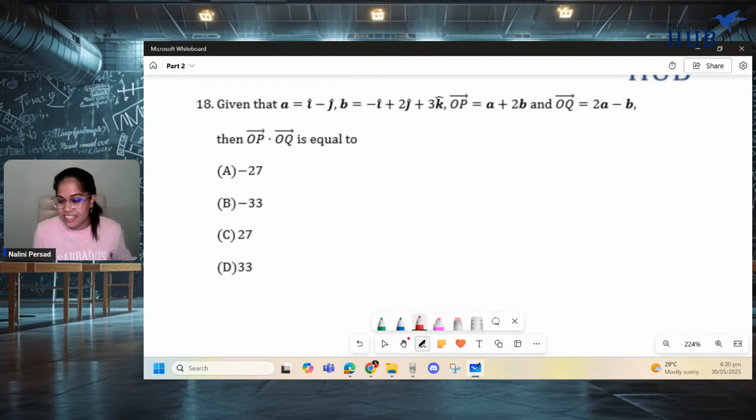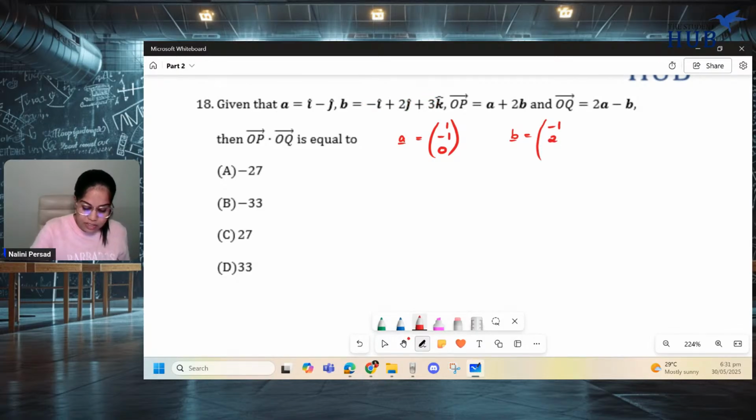What I like to write is the matrix form. 1, -1, we don't have a K hat, so it's understood to be 0. When you write it in matrix form, you're just looking at the numbers alone. So it's much nicer, in my opinion. It just probably will take up more space. B is -1, right? Don't forget the negatives. 2, 3. So you can drop all the I hat, J hat, K hat, and leave it to the side because you just like to see the numbers alone.